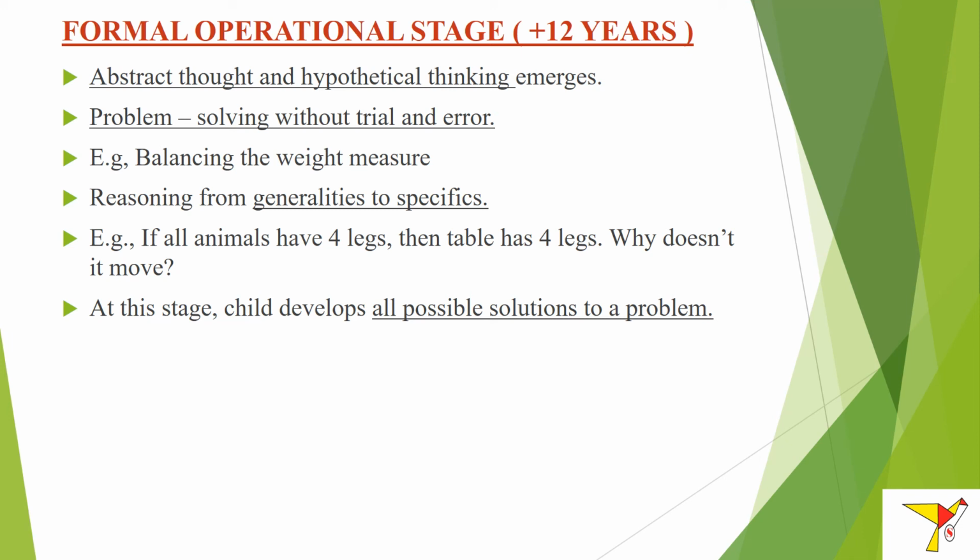Also, they move from generalities to specifics. That is, if all animals have 4 legs, then a table has 4 legs. Why doesn't it move? Ask a child who is about 12 years. He will try to answer you or derive all the possible solutions to this question with logical reasoning. So this is a very important stage where hypothetical thinking and abstract thoughts get developed. They also do problem solving without trial and error.